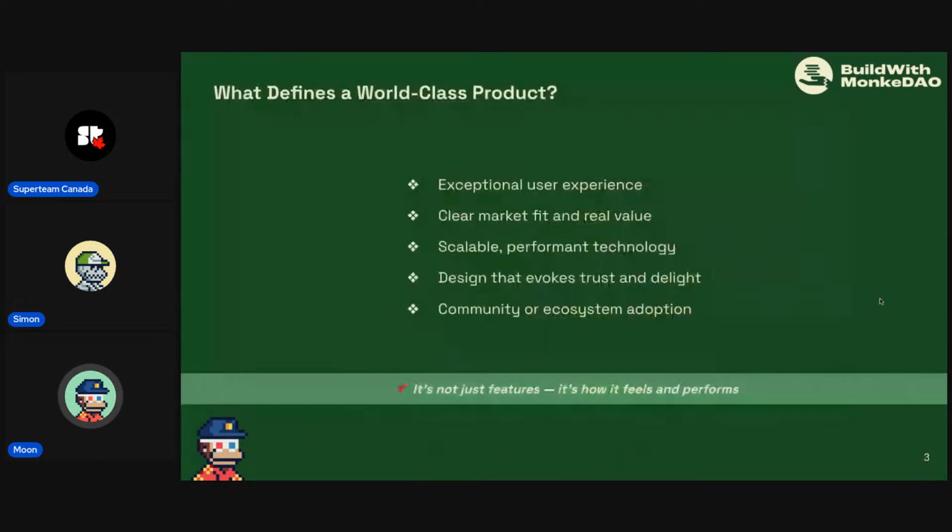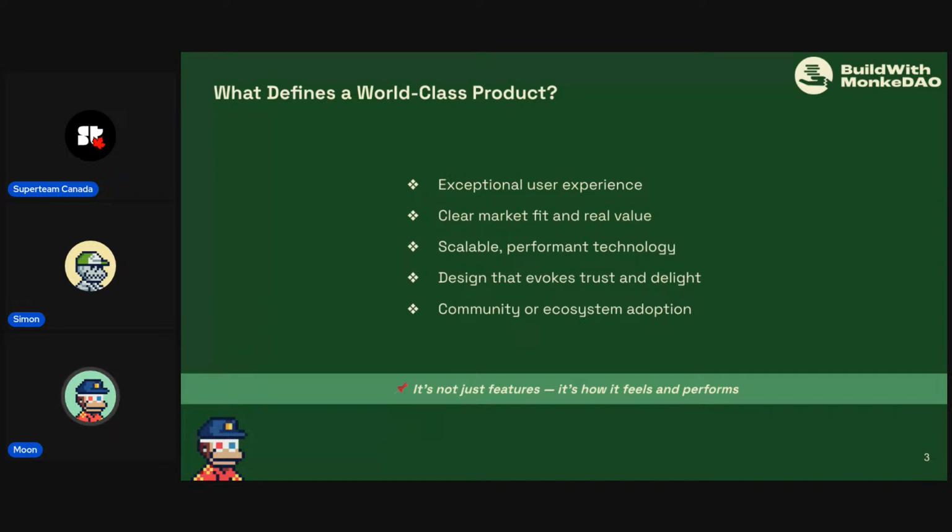So what defines a world-class product? Essentially, what defines a world-class product are things around exceptional user experience. If you don't have a good user experience that somebody cares to use and somebody cares to enhance their life, enhance what they're trying to do, you're not going to get a lot of traction for what you're building. A great product also has very clear market fit and real value. At the end of the day, people want to use products that make their lives better.